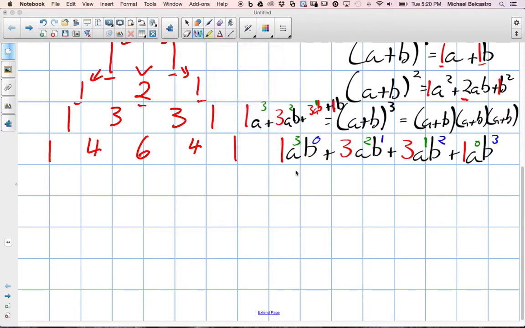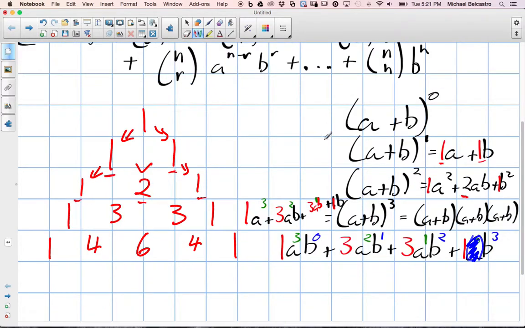So technically there is an a and b attached to all of these, but b to the power of 0 is just 1, so we don't really write it in. And a to the power of 0 is just 1, so we don't really write it in. So this is different than the binomial theorem? This is actually the exact same thing. Yeah, it's just how it's built.